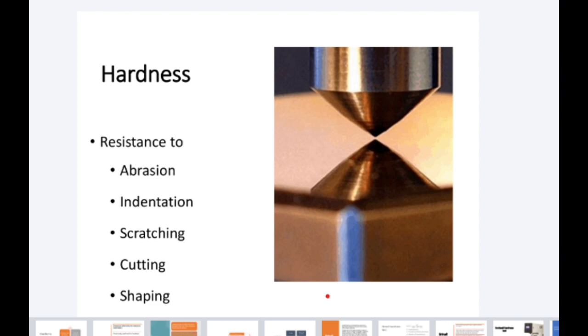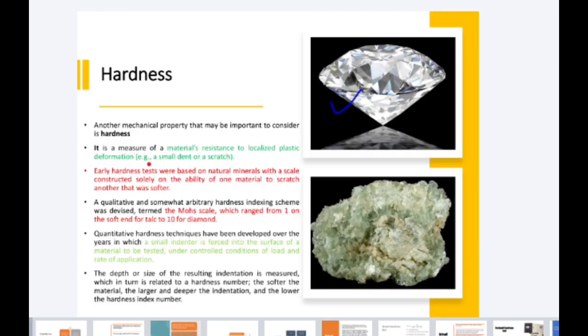If you have an indenter and you want to make a dent in the material, you know dent, right? If it is easy to dent, it is not hard material. And if it is not easy, it is hard material. So hardness is this property of metal, right? Hardness is the measure of the material's resistance to localized plastic deformation.